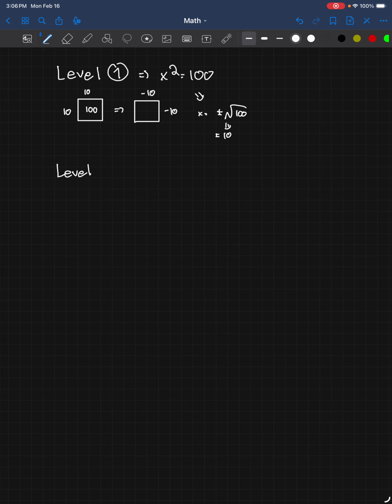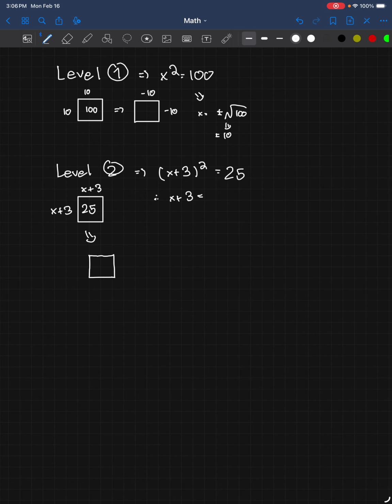Level 2. We have x plus 3 squared equals 25. So now, we have another square, but now the side length is just x plus 3, x plus 3. And our area is 25. So we know that therefore, x plus 3 equals either, if we have a square of area 25, the side lengths can be 5 and 5, or negative 5 and negative 5.